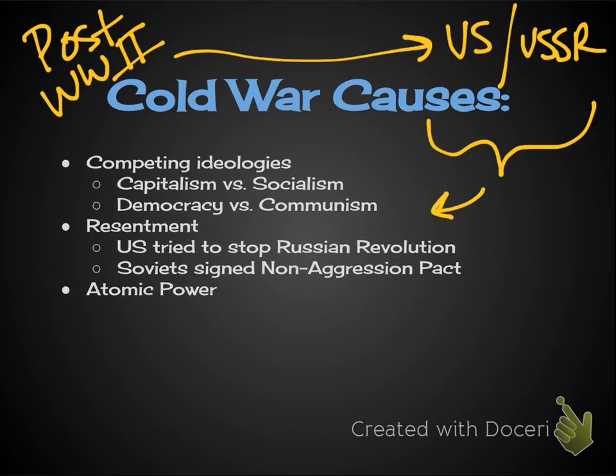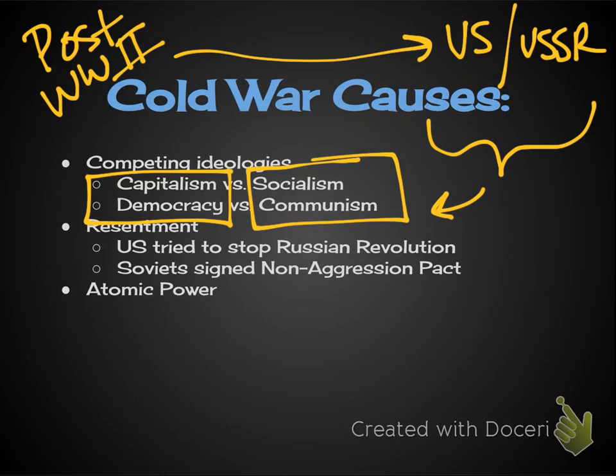So first of all, competing ideologies. We see the differences between the United States and the Soviet Union. The U.S., as you split these in half here, embracing capitalism and democracy. Capitalism is an economic system and democracy is a political system, whereas the Soviet Union is going to embrace socialism and communism. Socialism is where we're looking at the economic system, and communism politically.